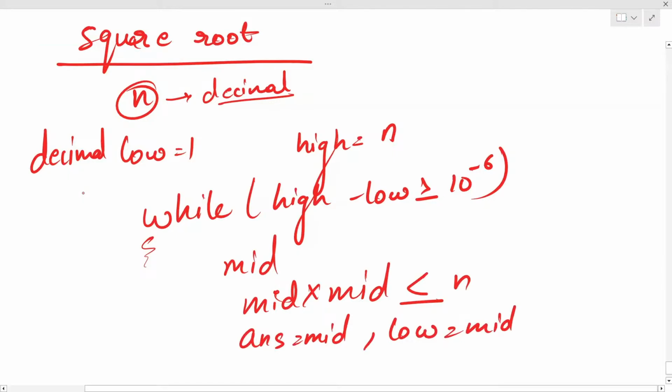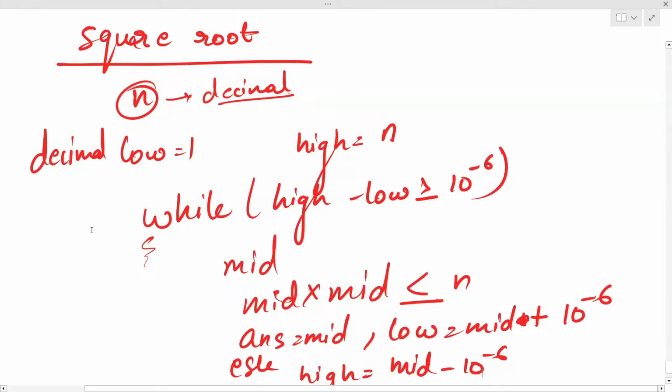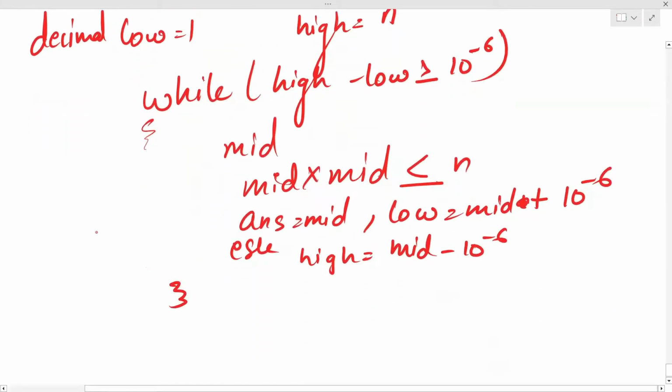What should I write here? Usually I write mid plus 1, mid minus 1. Here, mid plus error. Yes, I will write mid plus 10 to the power minus 6. And similarly in the else part, I'll write high equals to mid minus error, that is 10 to the power minus 6. So this is the template for advanced binary search. When you're working with decimals, this is what you will follow.